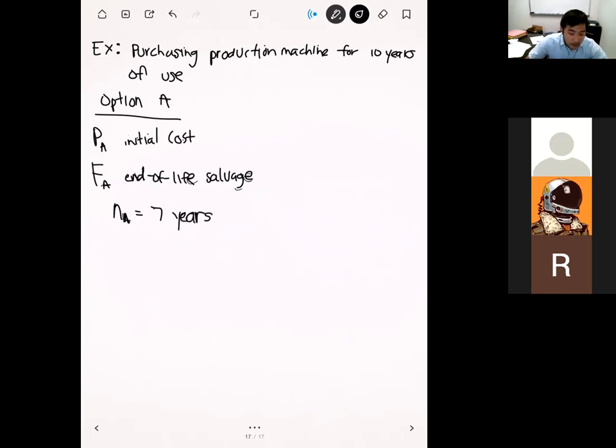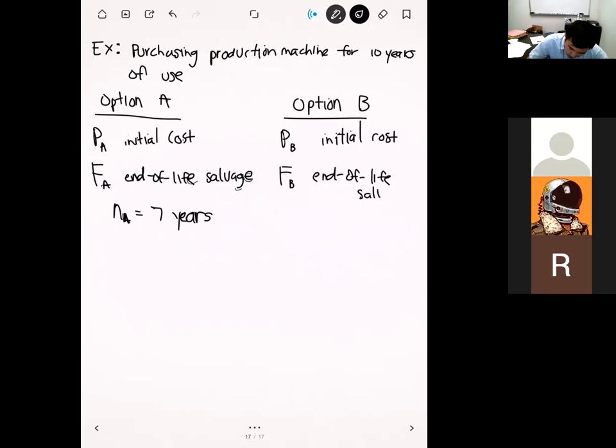And option B will also have its own initial cost and salvage value, and we're just going to leave those in terms of symbols. So we have P sub B, that's going to be the initial cost, and then F sub B is going to be its end of life salvage. And let's say that option B will have a useful life of 13 years.